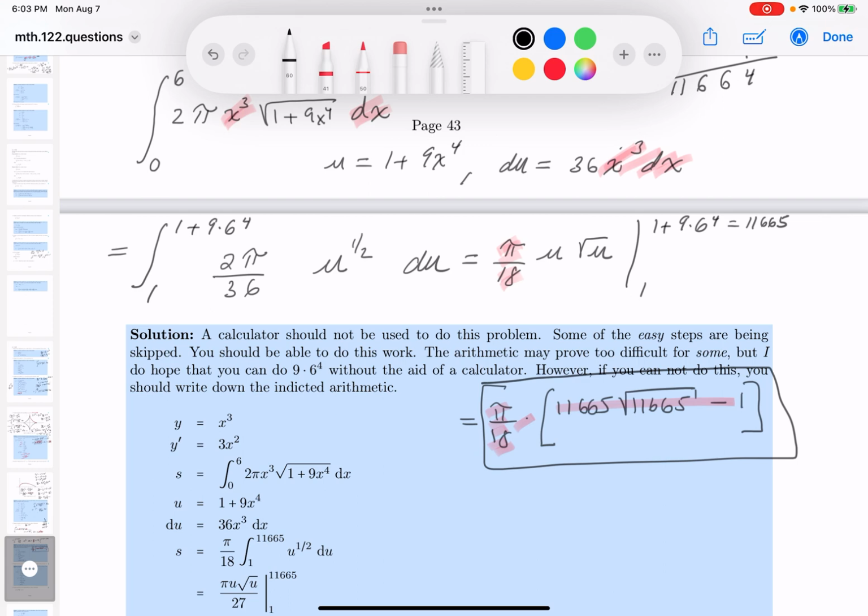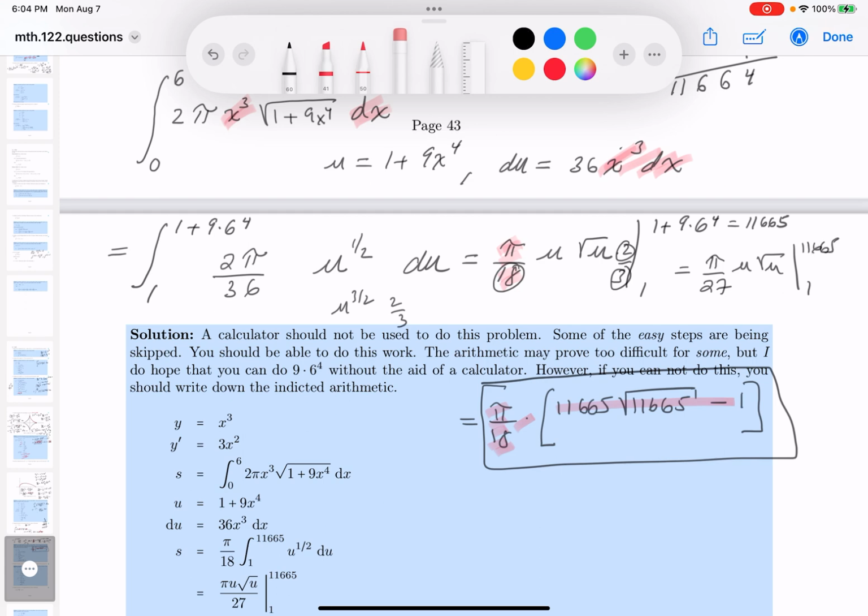So when I did the antiderivative, I was thinking about that arithmetic, I'll be honest with you, and that kind of scared me. But u to the 1/2 integrated would be u to the 3/2, and I just willy-nilly said u root u. I forgot to divide by 3/2, or multiply by 2/3. So there should be a 2/3 over here. Let me simplify that. 2 goes into 18 9 times, and 9 times 3 is 27. So this really should be pi over 27. You still get u root u, then you get this 1 and 11665.